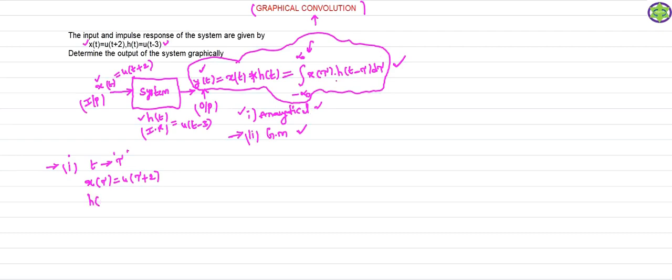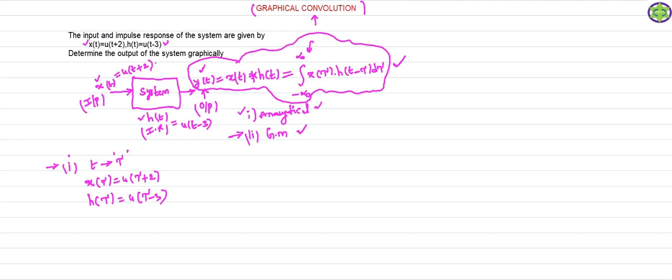To perform this integral operation, we need x of tau and h of tau. But in the problem, x of t is given and h of t is given. So the first step is we just replace t by a dummy variable tau. Instead of t, I consider here tau is the variable. So h of tau is u of tau minus 3. So this is your h of tau.